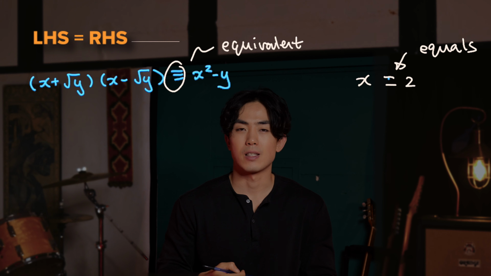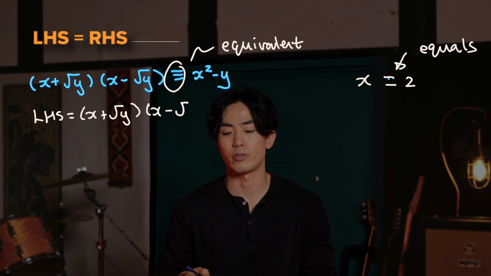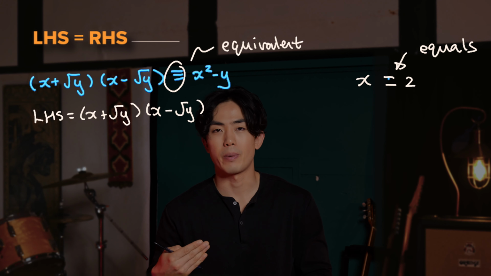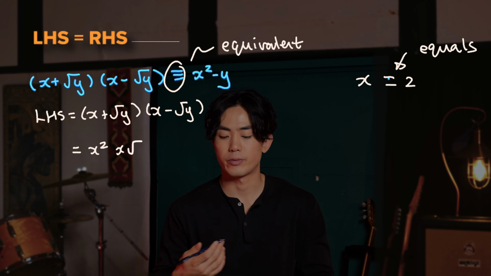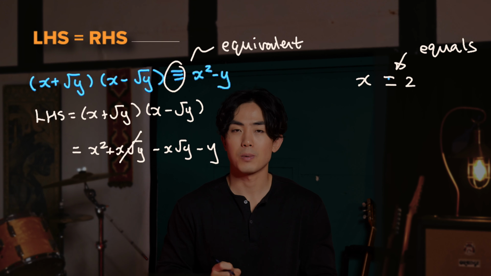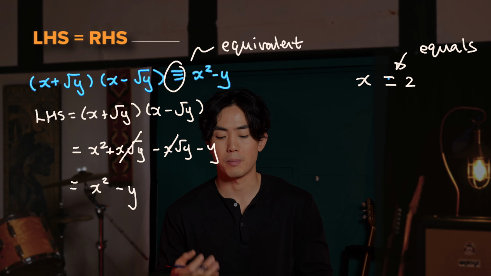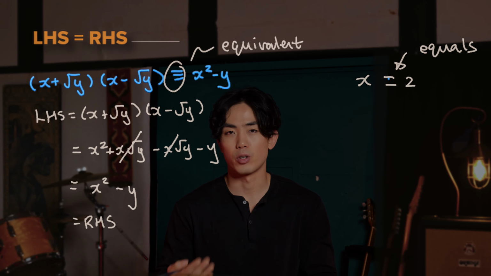So let's start off with the left-hand side. So I'm going to say left-hand side is equal to x plus root y, x minus root y. The next logical step is expand or multiply out the bracket. So we get x squared plus x root y minus x root y minus y. These 2 middle terms will now cancel, leaving us with x squared minus y, which is equal to the right-hand side. This is an example of a proof.